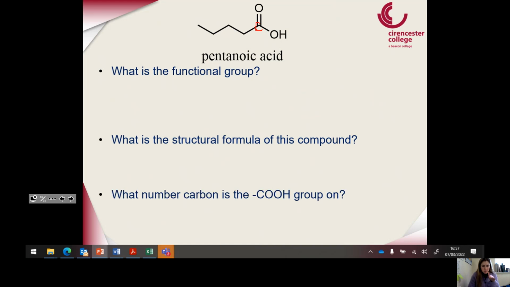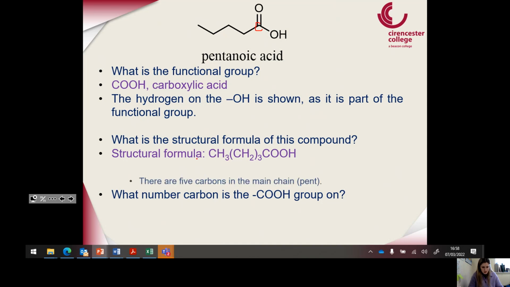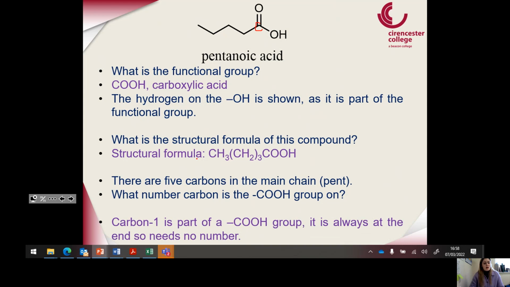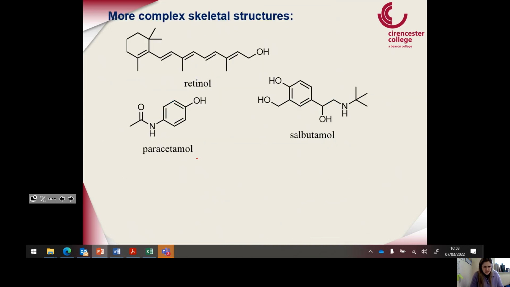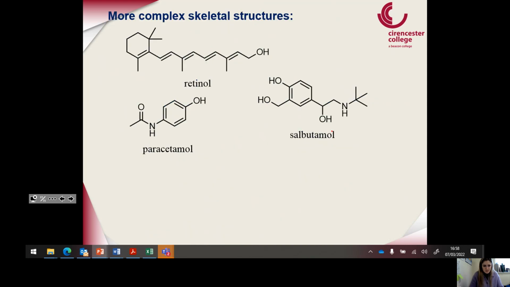See if you can get the structural formula. Pause the video, play it when you're ready. Okay, functional group, carboxylic acid. Structural formula is going to be CH3, CH2, CH2, CH2, COOH. Or you can bunch them together like this if you're being pro. And as we were saying, if there's anything else going on in this molecule, you'd need to number the carbon chain from the end where the carboxylic acid is, like so.